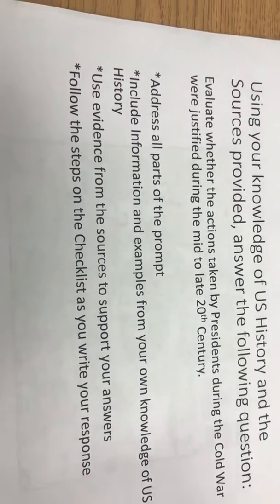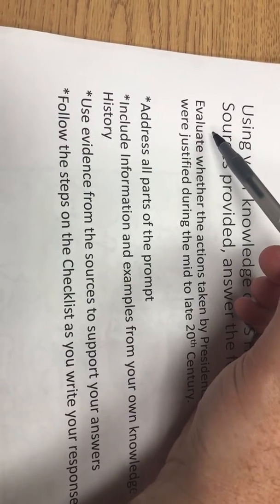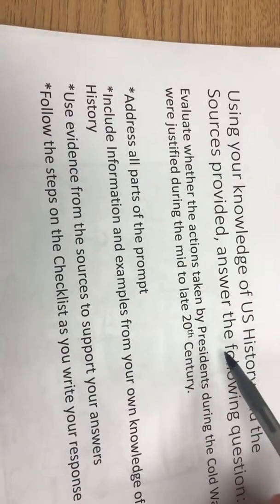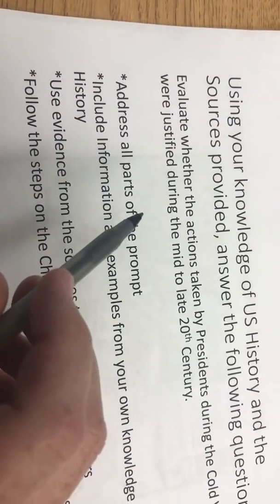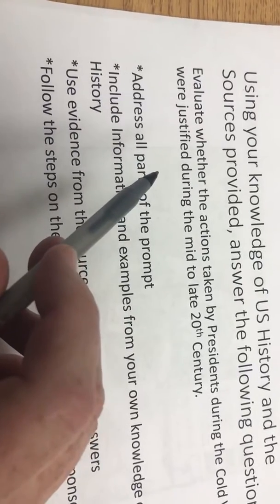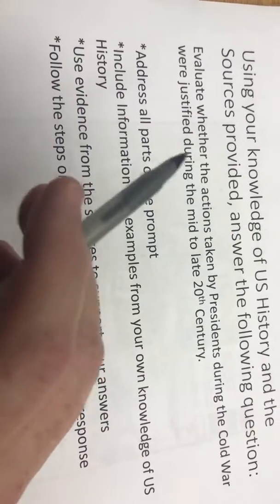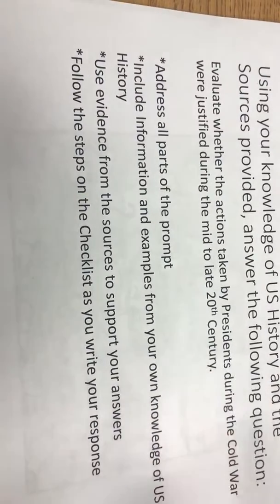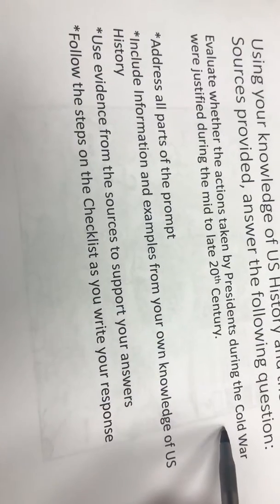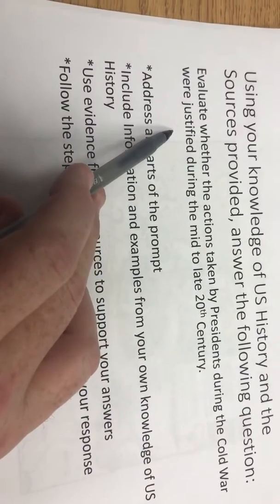So first of all, let's look at the question. It says evaluate. Okay, it doesn't say list or identify, so you're going to have to look at the sources and use your own knowledge. Actions taken by presidents, okay? During the Cold War, justified. So you could either use actions taken by presidents and say they were not justified. You could say that the actions taken by presidents were justified. Doesn't matter how you frame your response, but you have to make sure that you answer all parts, okay? So you're going to need to mention some actions taken by presidents during this Cold War. So remember the period from 1945 to about 1990. And then again, justified. Okay, do you think we were right in what we did?